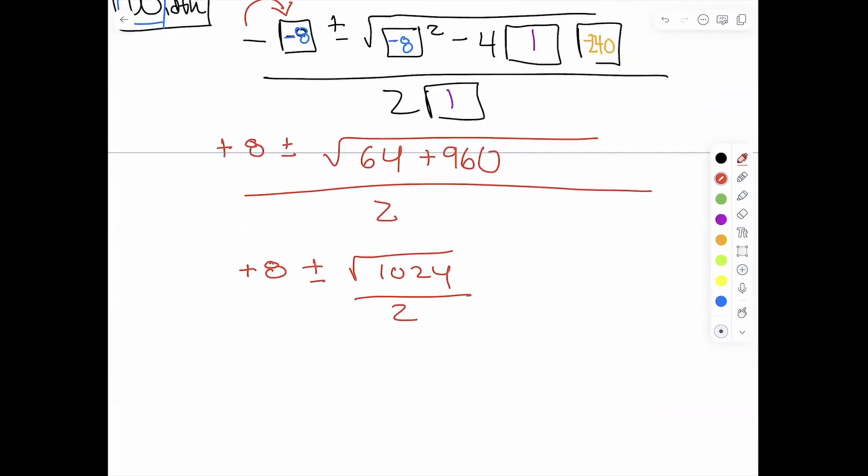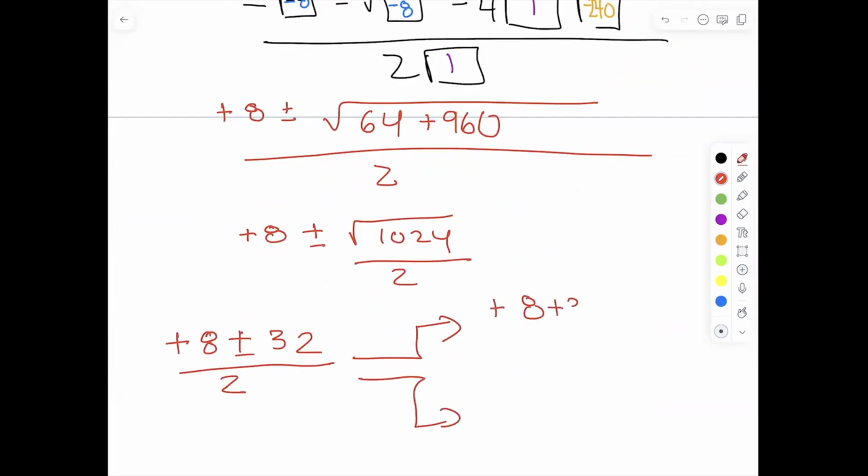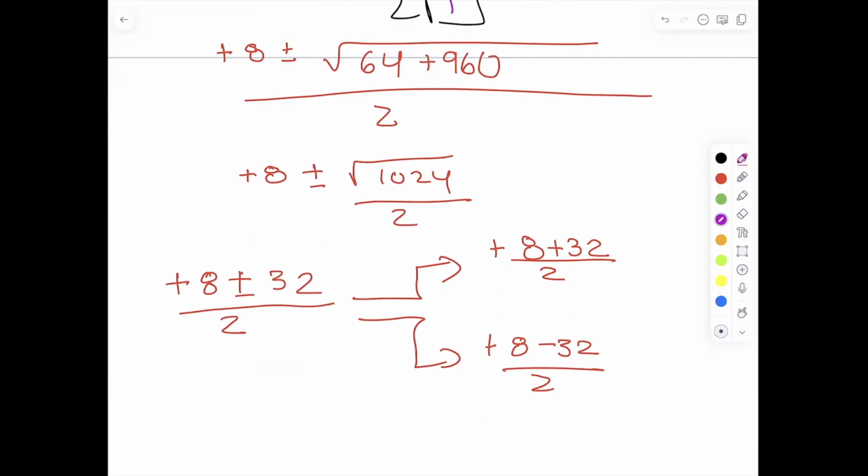What is the square root of 1,024? Well, the square root of 1,024 is positive 32 over 2. And I have two answers here, right? I have +8 plus 32 over 2, and I have +8 minus 32 over 2. So this is going to become 40 over 2, which is 20. And then this is going to become 8 minus 32, that's -24 over 2, that's -12.